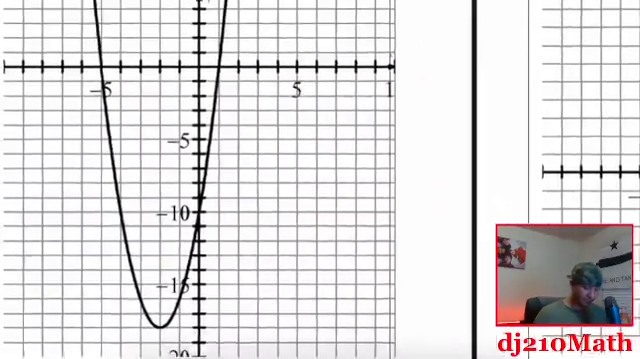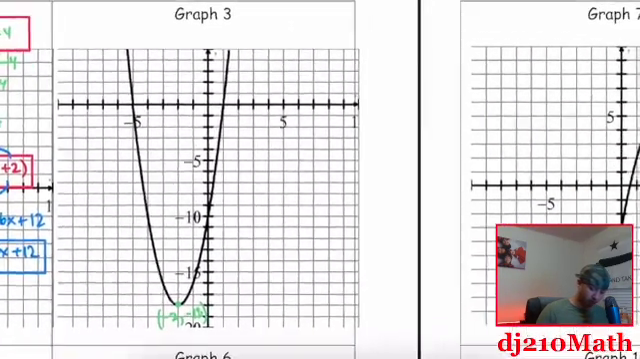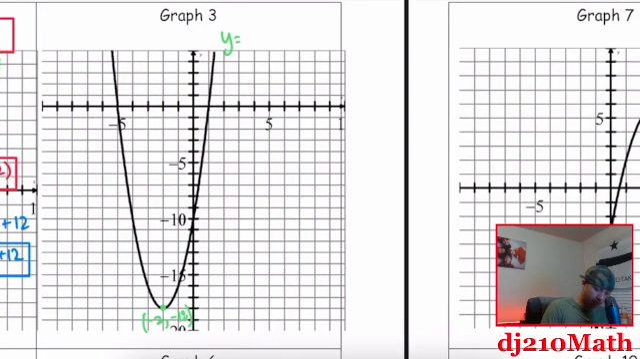Number 3. Vertex is -2, -18. So this is y equals a. Remember h, k. So x minus -2, so plus 2 is the opposite. Minus 18. That one's true.